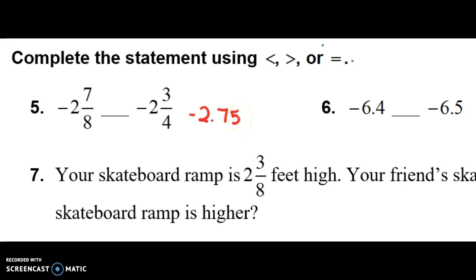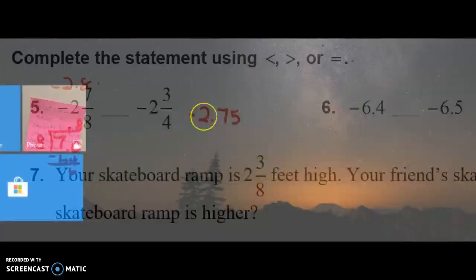We have -2.75, but I don't know off the top of my head what 7 out of 8 is. So I'm going to do that division real fast. Add a 0 here, add a decimal point. 8 goes into 78 times, that's 64. And I actually can stop there because I already know that this is going to be -2.8, because that's what that 0.8 tells me, and this is -2.75.